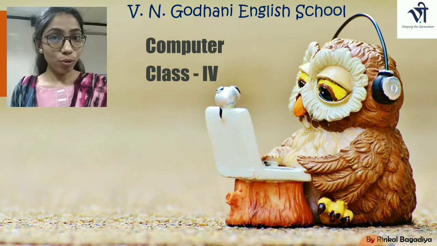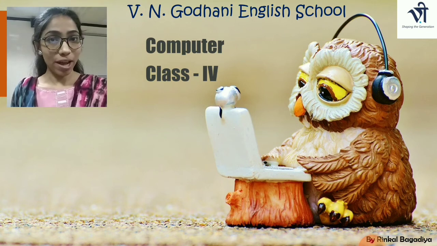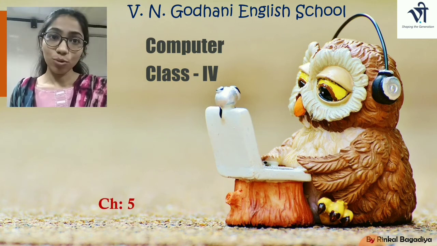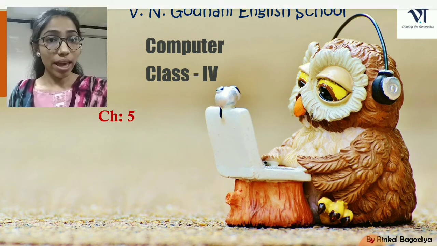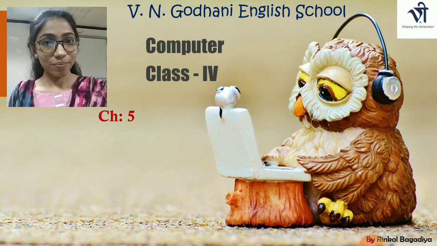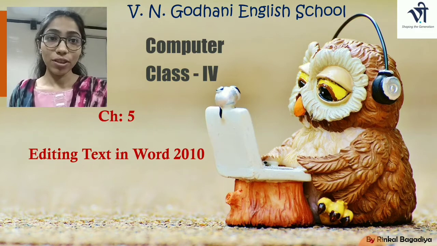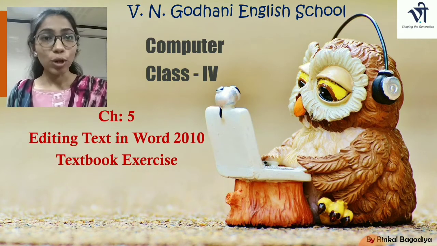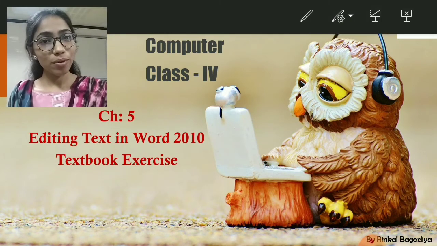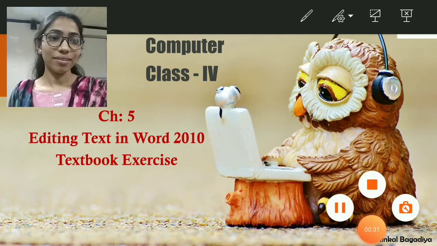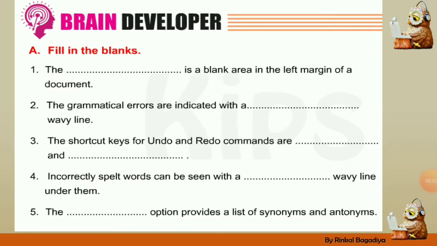Children, as you know we have completed our chapter 5. Now today we are going to start the textbook exercise of this chapter. Be ready with your textbook, pencil and eraser to fill in the exercise. Let's start. Here on the screen is the brain developer exercise of chapter 5, given on page number 47 in your computer textbook. So let's start with question A, fill in the blanks.